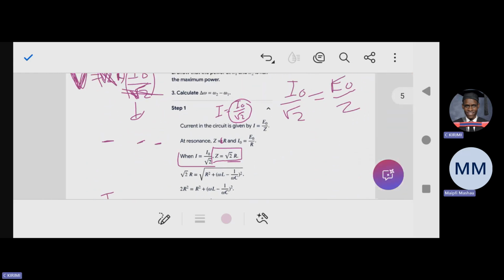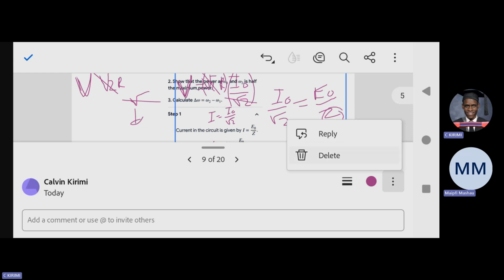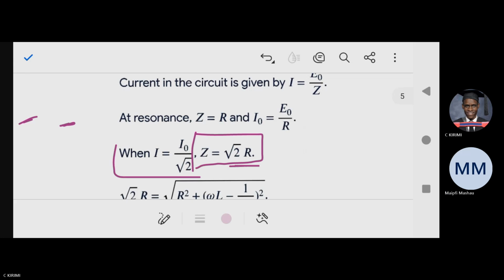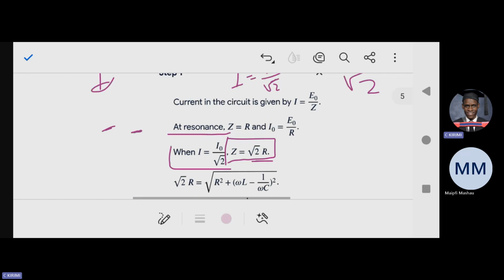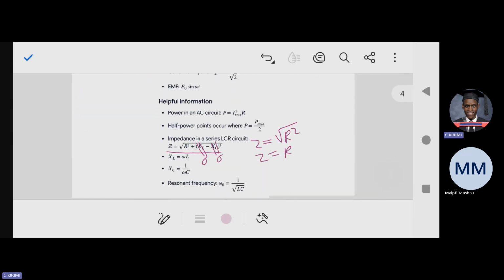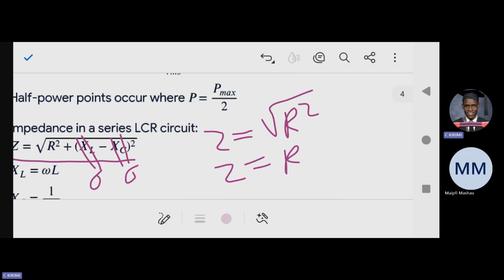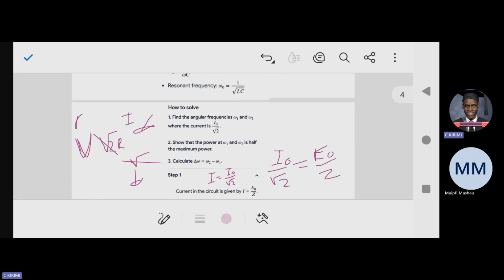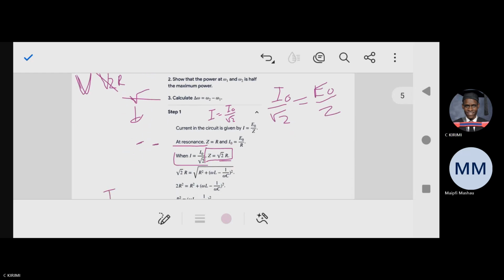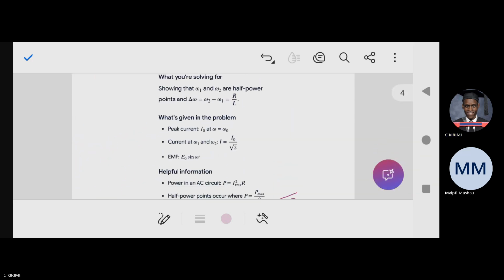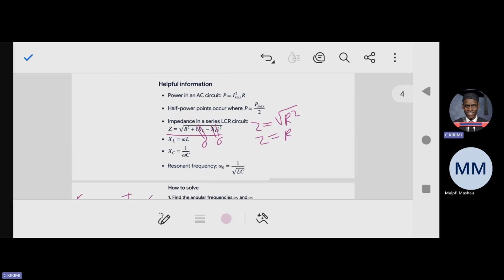That's where this Z, which is equal to R, is coming from. Can you see that one? At resonance, Z is equal to R. It's coming from the idea here that XL is 0. Then Z is equal to R. Then the idea of saying Z is equal to root of 2R, where is it coming from? From this idea which I explained here. If Z is equal to R.